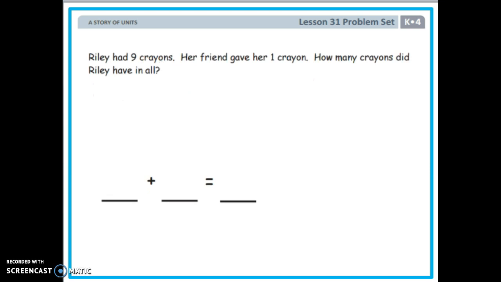For this question, it says, Riley has 9 crayons. Her friend gave her 1 crayon. How many crayons did Riley have in all? Riley had 9 crayons. Her friend gave her 1 crayon. How many crayons did Riley have in all? Please draw your picture and fill in the number sentence. If you need to hit pause while you're drawing, I'll wait for you.